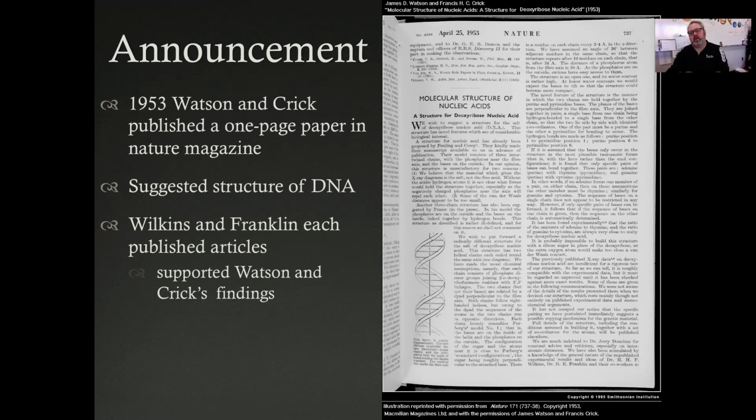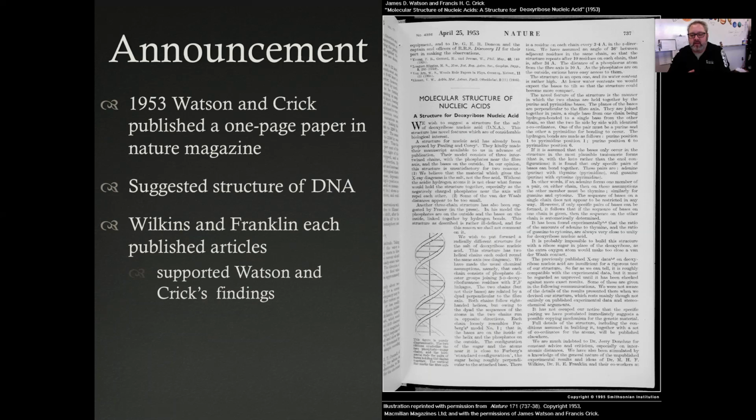And subsequently, they won a Nobel Prize. You know, in the science world, that's like all sorts of fame and fortune. And it was published in Nature magazine. Maurice Wilkins and Rosalind Franklin also published articles, but once Watson and Crick had published their article before, they're the ones that technically get the credit for it.